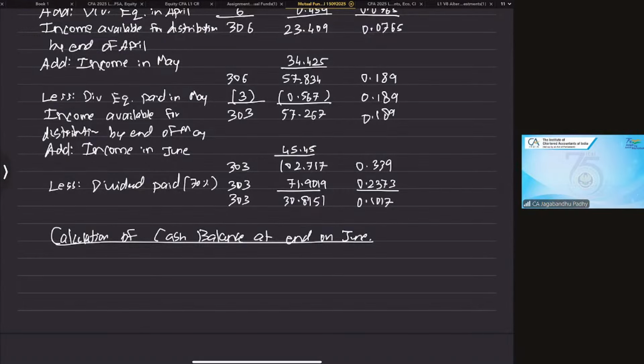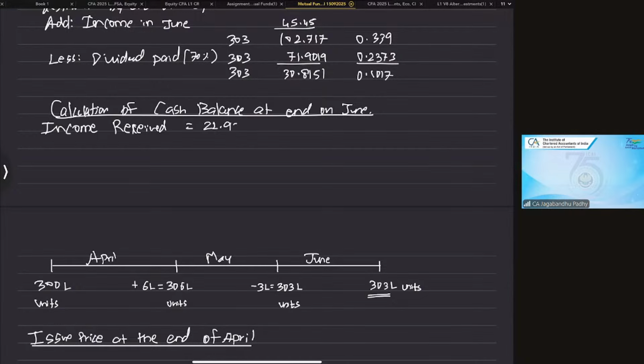Total income which we have received: 22.95 plus 34.425 plus 45.45. Right. So this is the three income that we have received. How much is the income received? 102.825. Okay. What other things are happening with the fund which is getting impacted? The cash. Appreciation, portfolio value appreciation. No, portfolio appreciation is not going to impact my cash balance.